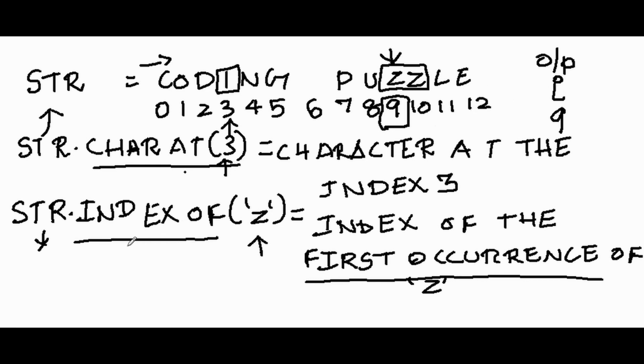And then coming to indexOf, it is the index of the first occurrence of z. In this case, I have written z because the parameter is passed as z. If you pass it as l, then it is the index of the first occurrence of l. As a result, you are getting 9 as the output.